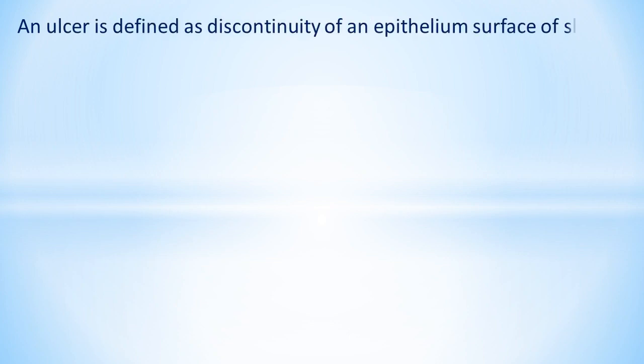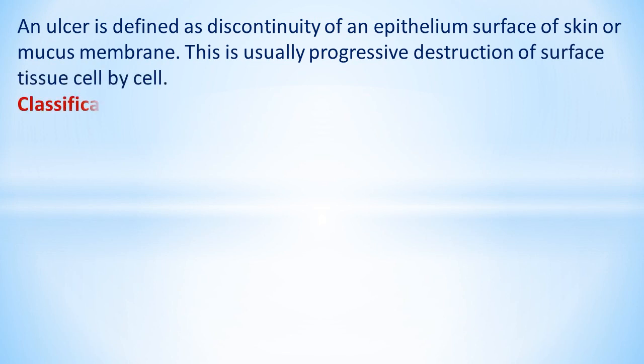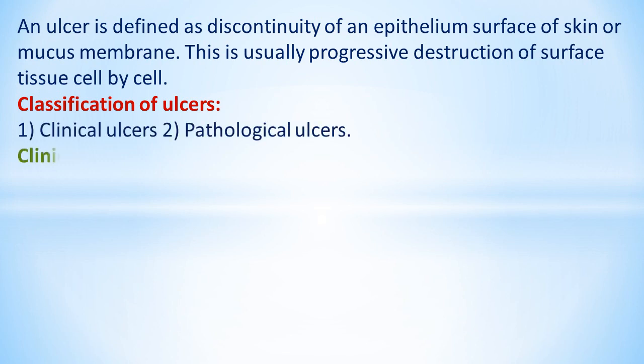An ulcer is defined as discontinuity of an epithelial surface of skin or mucous membrane. This is usually progressive destruction of surface tissue cell by cell. Classification of ulcers: 1. Clinical ulcers. 2. Pathological ulcers. Clinical ulcers are classified into 3.